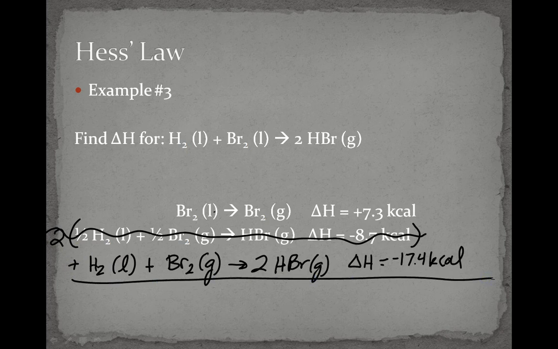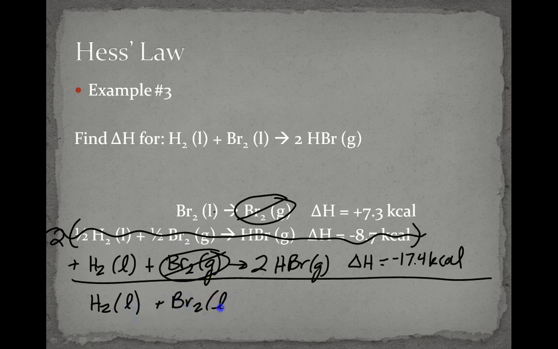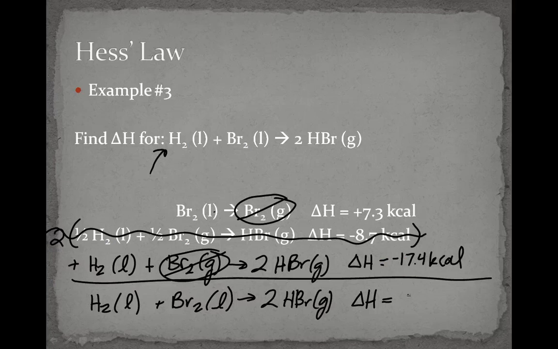And if we look at our reaction, will things cancel out that we want? Oh yeah, look, the bromine gas here will cancel out with this bromine gas. And if we add it up, we'd have H2 liquid plus Br2 liquid, making 2 HBr gases. That's the same as our overall reaction that we were shooting for. So that means that if we added up the enthalpy for each of those reactions, we should get the enthalpy for the overall reaction. So 7.3 plus negative 17.4 turns out to be negative 10.1 kilocalories. So that would be an exothermic reaction overall.